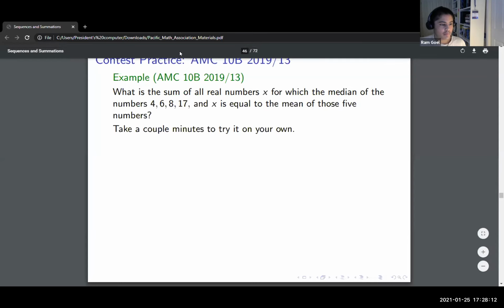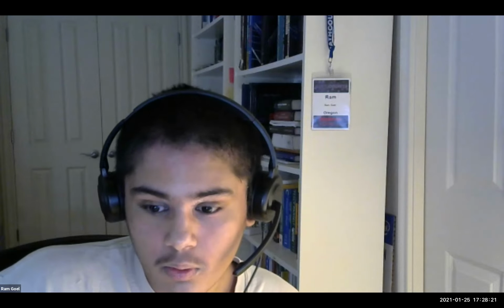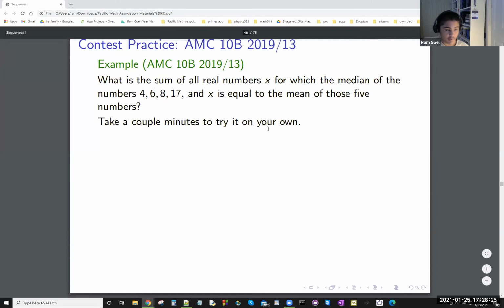All right, yeah. So that was a good problem. Now we're going to go through another example, which is also about means and medians. This one was from the AMC 10B just a couple of years ago. This one's a bit more complicated than the one we just did because we actually have to think about the median and the mean a bit more.